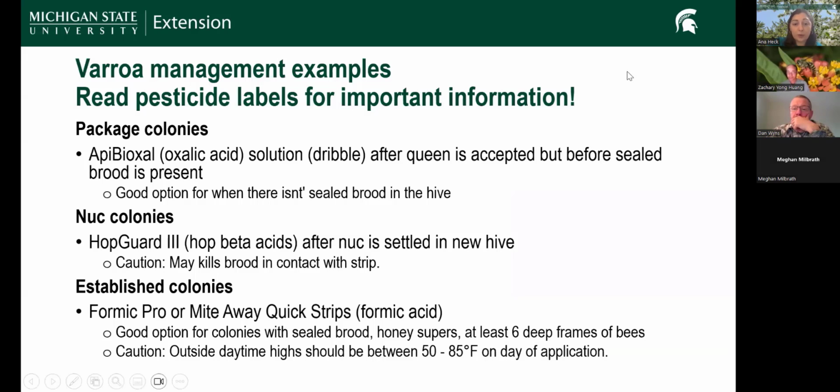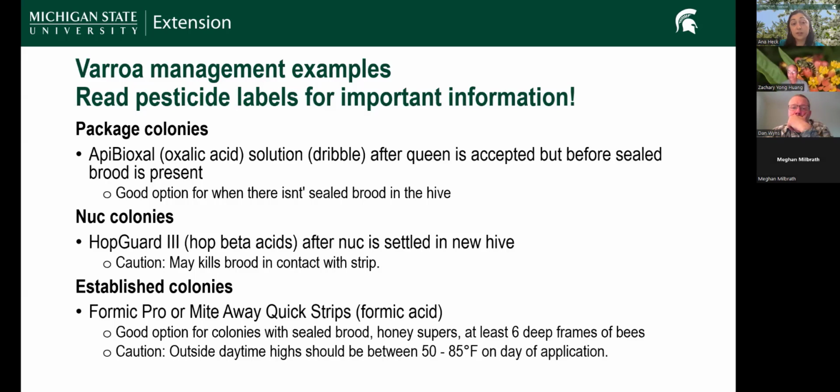But here are some things that we're thinking about here at MSU for different situations. So one, if we have a package colony and we're installing that package, so again, a package is a box with bees and a queen, but it comes without brood. After you install a package colony, there's going to be a period where they don't yet have sealed brood. The queen will begin laying eggs, those eggs will develop into larvae, but before that brood is capped, you will have an opportunity where all of the mites on those bees are exposed on the bees and not reproducing underneath the cappings, because there's no sealed brood.